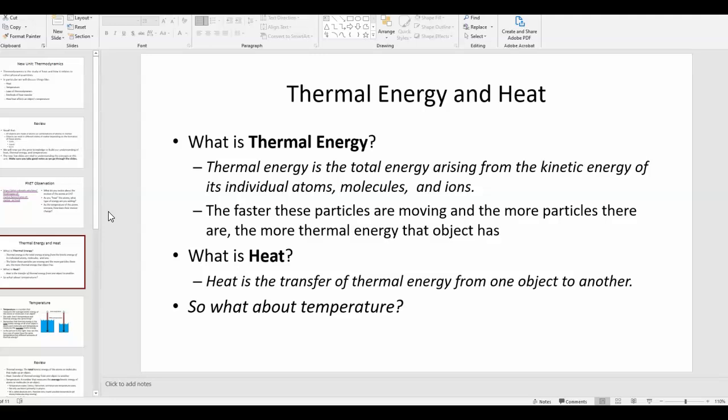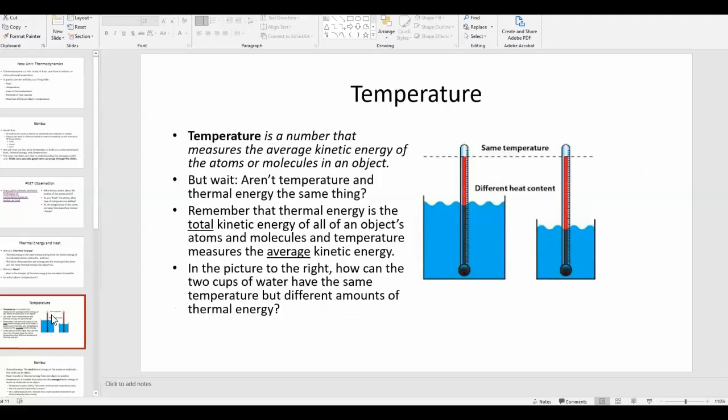In the last unit, we talked about work. Work is the transfer of mechanical energy to or from an object. Heat is the transfer of thermal energy from one object to another. All right, so we have thermal energy, we have heat. What about temperature? Temperature also has a specific meaning.